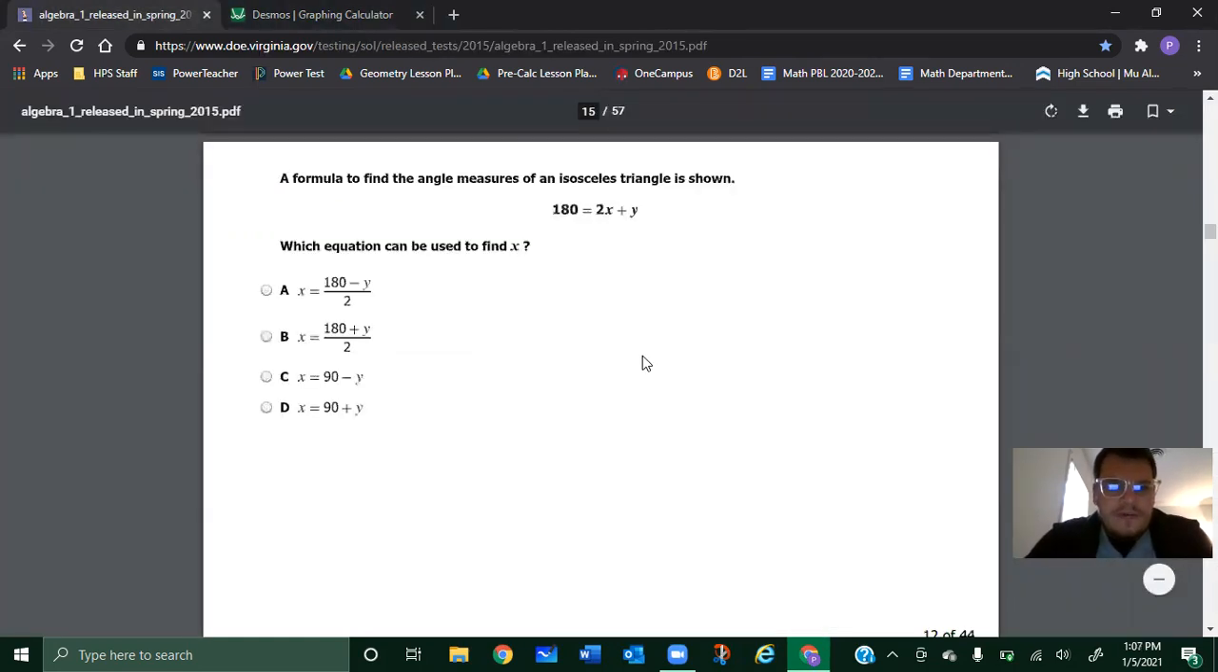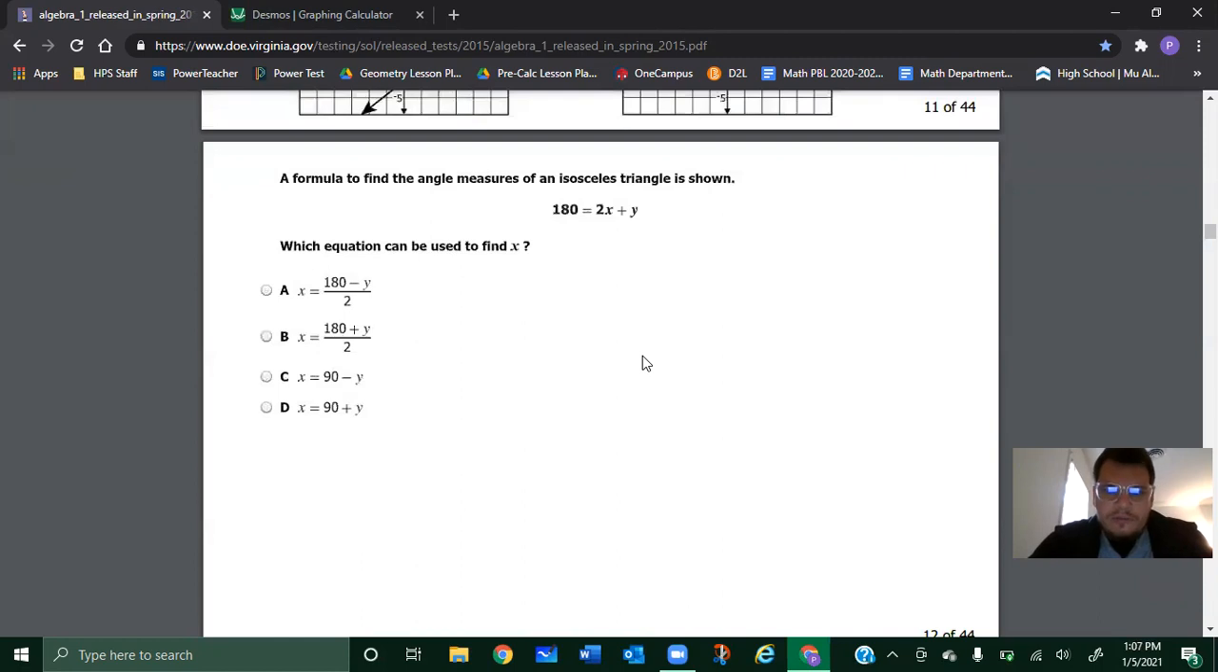This one says a formula to find the angle measures of an isosceles triangle is shown. 180 equals 2x plus y, which equation can be used to find x. So you have to at least think to yourself, what is going on in this? Okay, it's talking about an isosceles triangle, but really, what is it saying? It's saying that this equation is really the same as one of these, except this one's saying x equals, and it has all that same stuff. You could even look in here, maybe something simplified. But you can see they're the same.